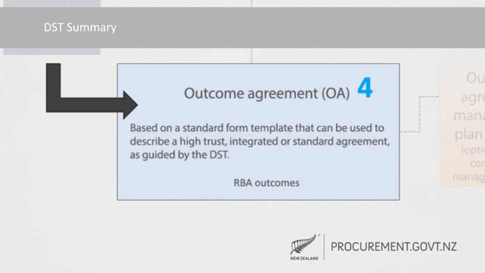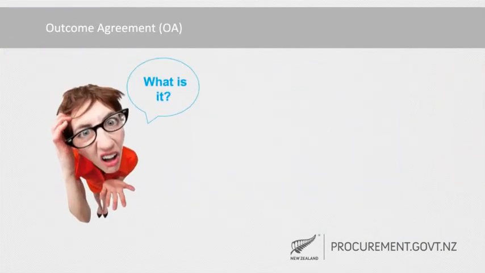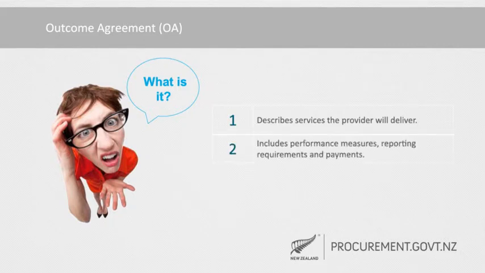Let's move on to the outcome agreement. The outcome agreement is the contractual document between the agency and the provider that describes the specific services being purchased, payments, reporting, and other requirements to do with the delivery of the services. The framework terms and conditions apply to all outcome agreements, and they're incorporated by reference. The outcome agreement provides the flexibility to tailor the base position taken in the framework terms and conditions to suit the particular circumstances of any contracting agreement.